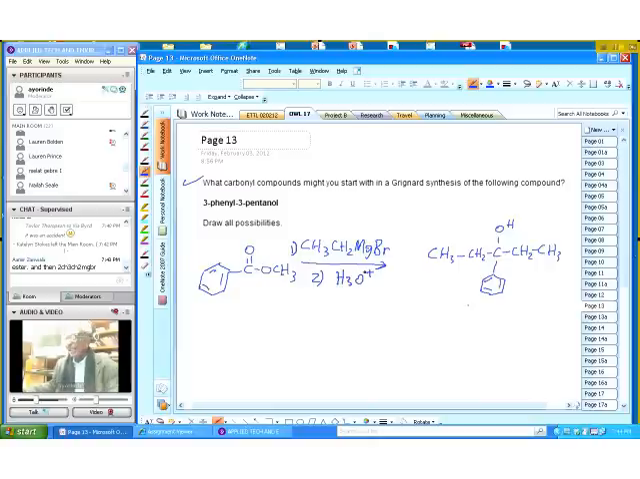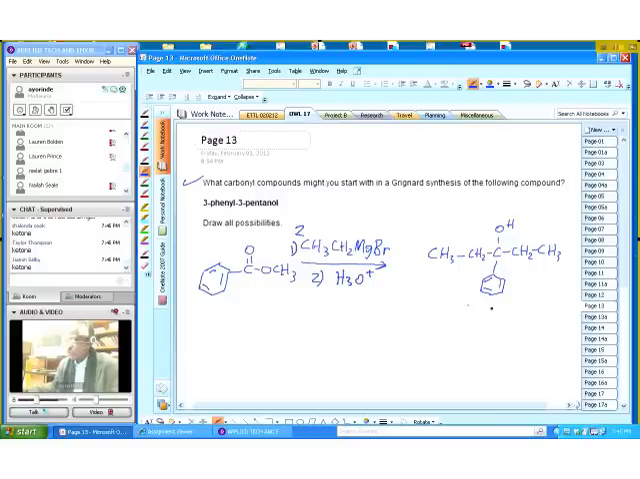Does anybody know another way we can do this? In this case, you use 2 moles of this. Any other way we can do this? We have started with an ester. Any other suggestion? A ketone. Excellent. We could start with a ketone. Of course, this could be the ketone part right here.